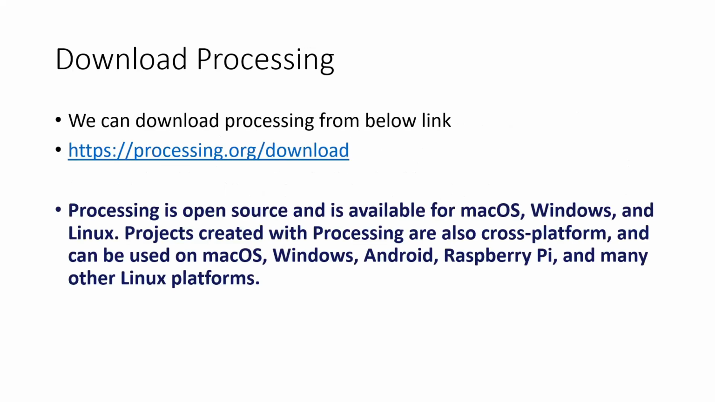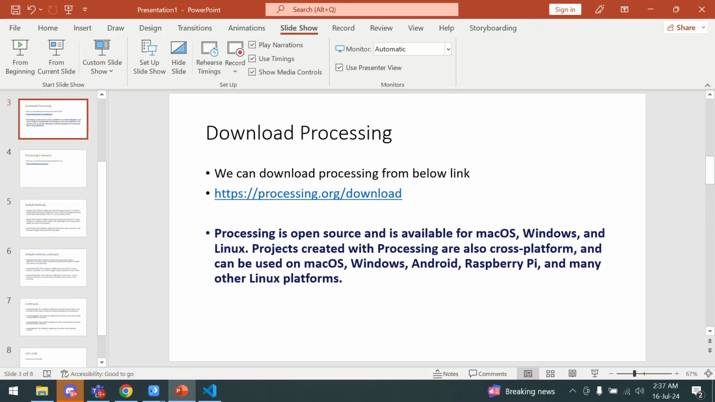So how do you download Processing? For downloading Processing, there is a way to access it. This is the link: processing.org/download. Processing, very importantly, as you can see, is available for Mac OS, Windows and Linux. Projects created with Processing are also cross-platform and can be used on Mac OS, Windows, Android, Raspberry Pi and many other Linux platforms. So how do you go about it?